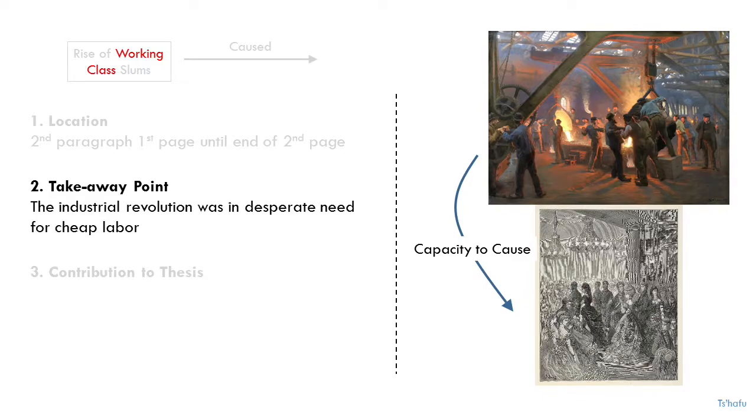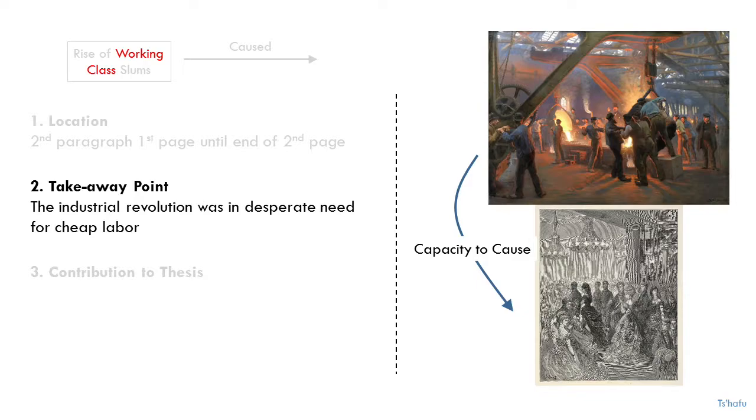The Industrial Revolution was in desperate need for cheap labor. Notice in our takeaway point, we don't even have the term working class. It is not that we are uninterested in the working class, or that we're not mentioning the working class in our section. In fact, it's the opposite. But the point is that as we are talking about the working class, as we are forging our argument in this section, we are carefully framing it with this takeaway point in mind.